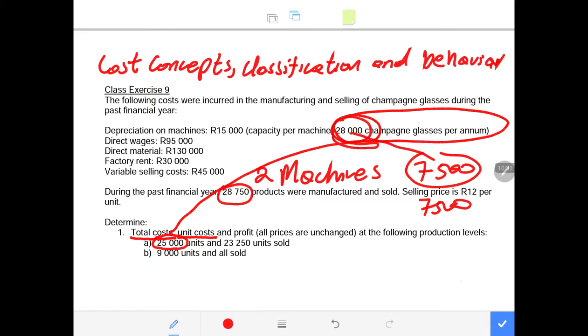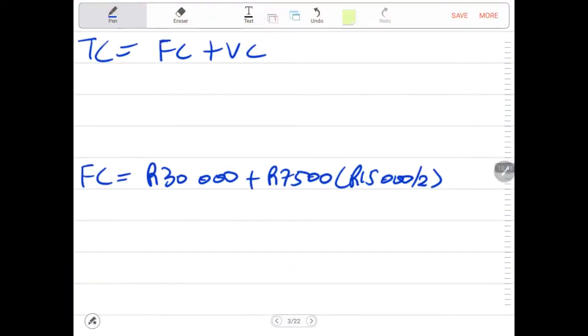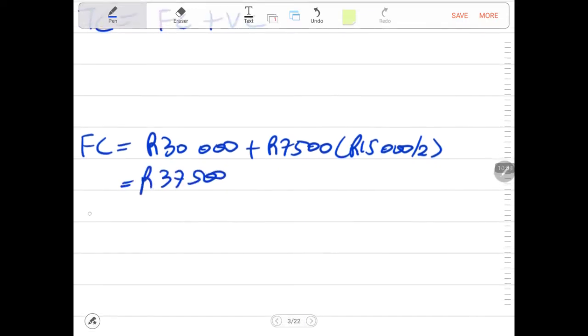I hope we are very clear with that. That is why we say depreciation is 7,500, not 15,000, because 15,000 was for two machines. I think I've made that very clear. So now our fixed cost will be 37,500. Now we need to calculate our variable cost per unit.